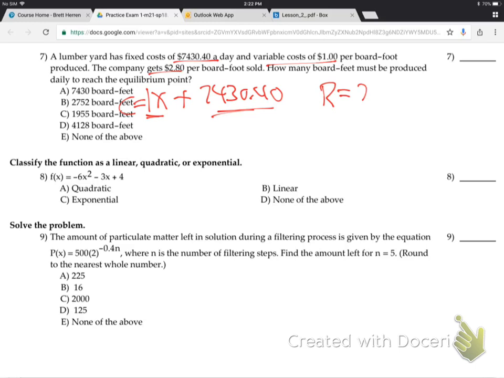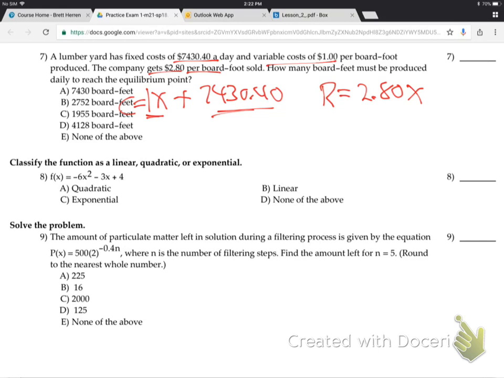Revenue is 280 per, what does per always mean? There's an x there. The per always means you get an x with it, just like we did a minute ago on the per one, right? They get 280 per board foot sold. So in other words, however many board feet they sell times 280 each is the money they take in, the revenue. Call it whatever you want. You don't have to call it R. That's the income. That's money coming in.